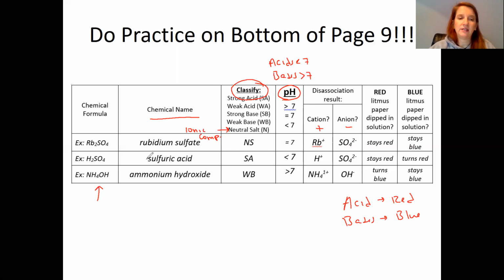But you'll see with the acid, the sulfuric acid, both of them would be red. If you have a base like ammonium hydroxide, both of them will be blue. All right, let me know if you have any questions about this, and good luck.